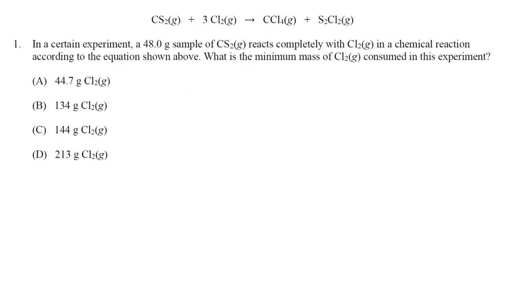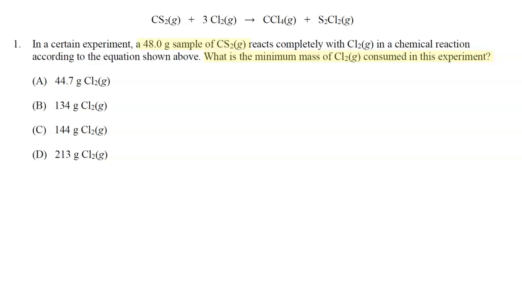Now, let's take a look at our first multiple choice question. Question 1 says, in a certain experiment, a 48.0 gram sample of CS2 reacts completely with Cl2 in a chemical reaction according to the equation shown above. What is the minimum mass of Cl2 consumed in this experiment?